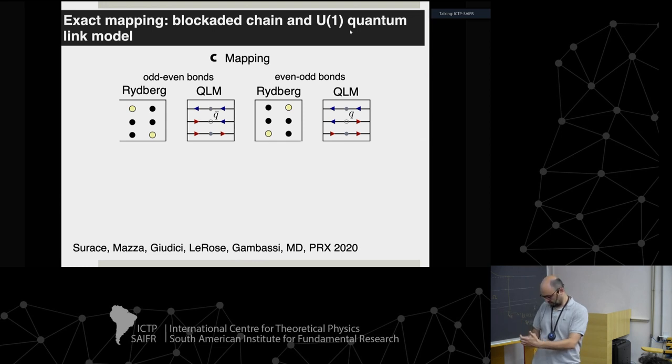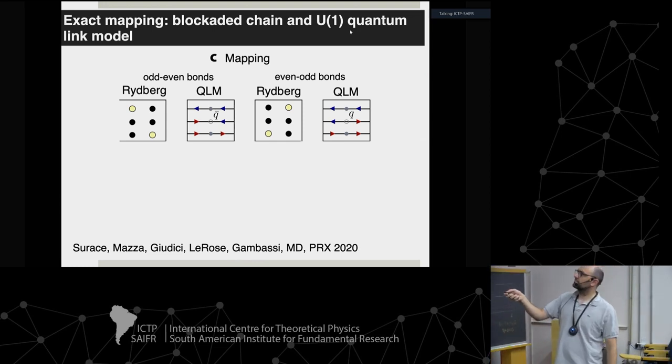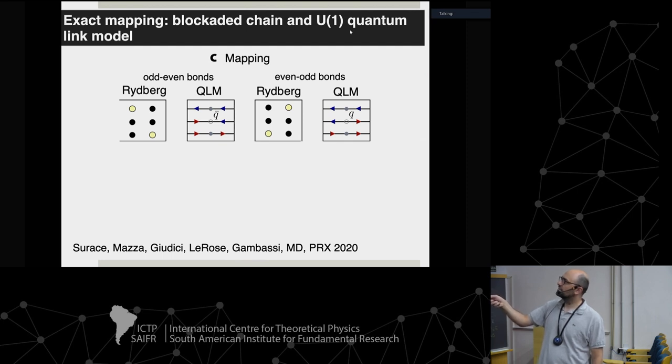Now, this is working, yes. Can you see the pointer? Okay, now yes. Let's do it here. So here we have an atom which is yellow, and in this quantum link model, this yellow corresponds to the field pointing left, blue. So this is an odd even bond. And now we have to look at what is happening on the even odd bond. So we have to look at the atoms on the right if they have the same description. And here we see the yellow corresponds to a blue, good. And the black corresponds to red. Red, red, black, red, black, red. Okay? So this correspondence is working.